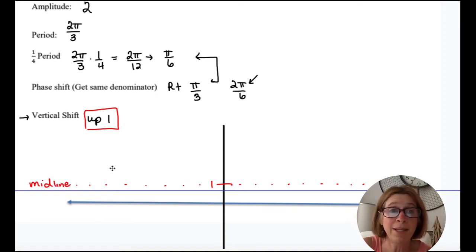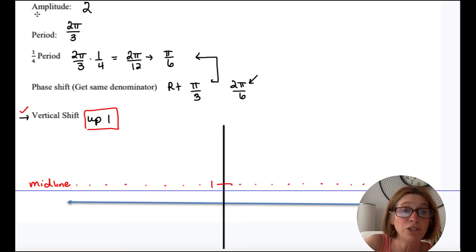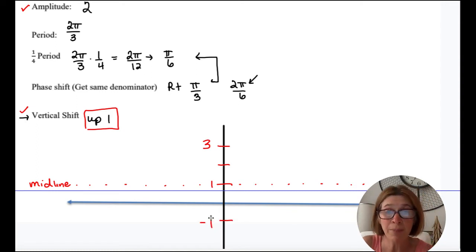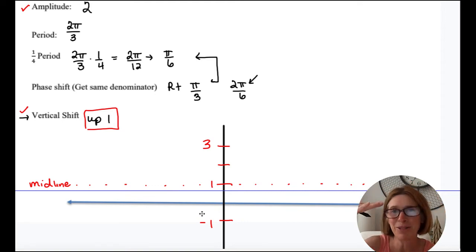Okay, from the midline, you want to go up 2 and down 2 using your amplitude. So we've done our vertical shift, now we use our amplitude. So up 2 is going to put me at 3, and down 2 is going to put me at -1. So now from the midline, you can see I'm going up 2 and I'm going down 2, and that's why the amplitude is 2, because it's half the distance between the maximum and the minimum of the graph.